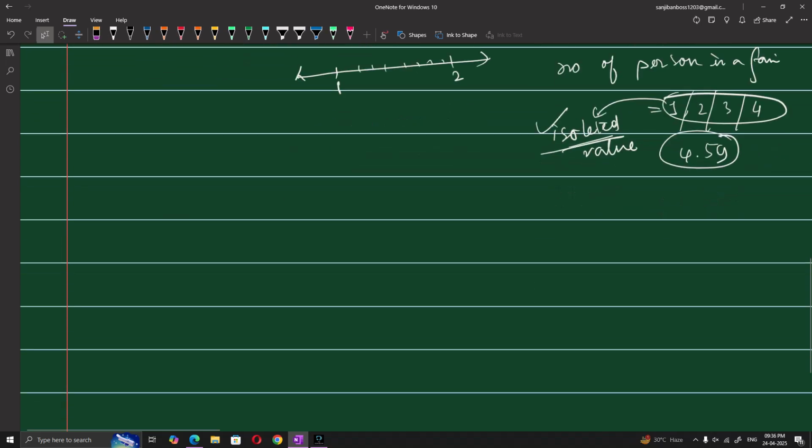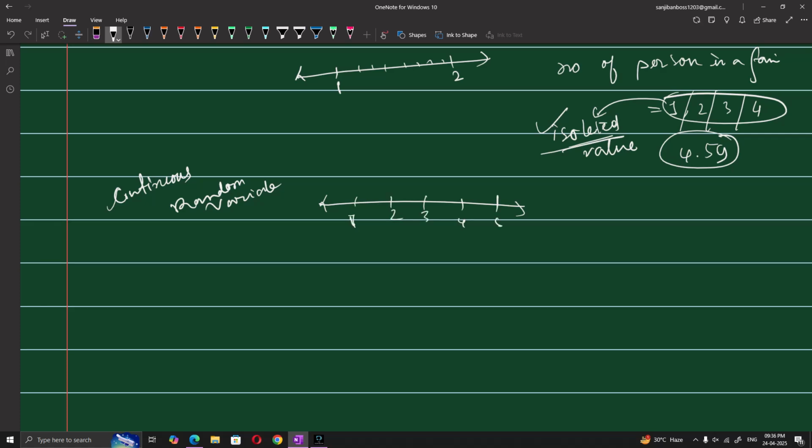And similarly, what is a continuous random variable? That is nothing but a variable that can take any value in a certain range of numbers. That means 1, 2, 3, 4 and 5. If I say 1 to 5, that is the range 1 comma 5, and that can take any value like 3.9856 and so on. That goes on.